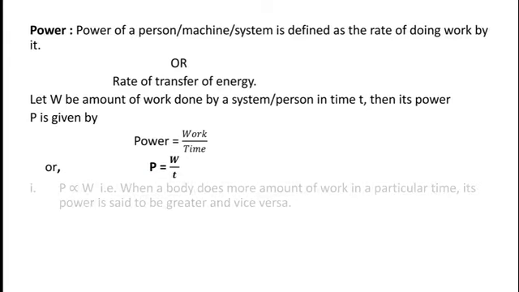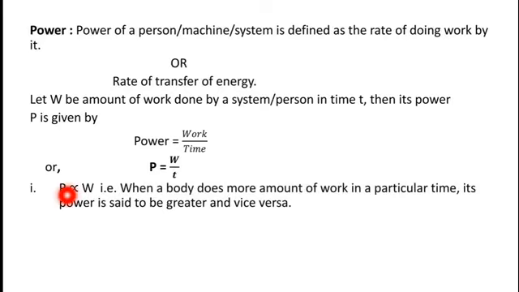So we can say first, power is directly proportional to W, that is the amount of work. What does it mean? When a body does more amount of work in a particular time, its power is said to be greater. And vice versa. Vice versa means the reverse is also true. It means if a body has more power, then it can do more amount of work.